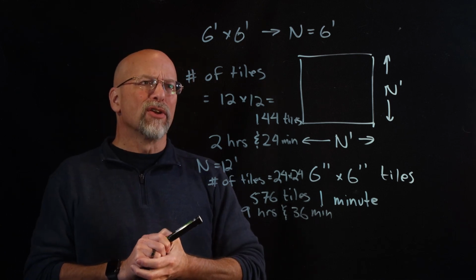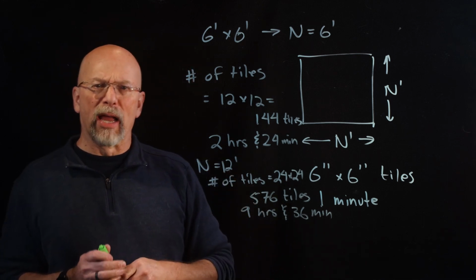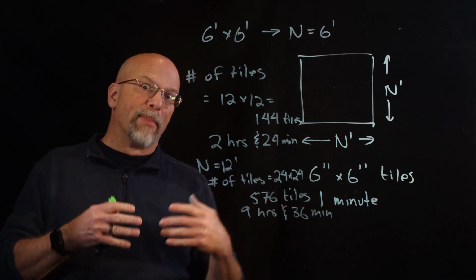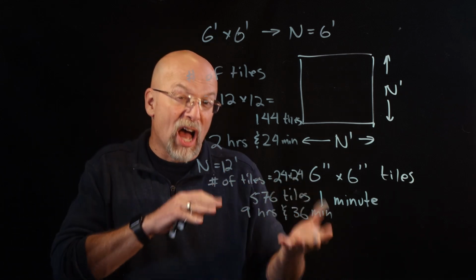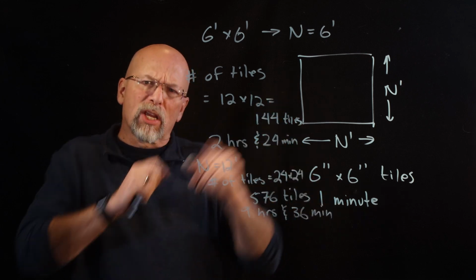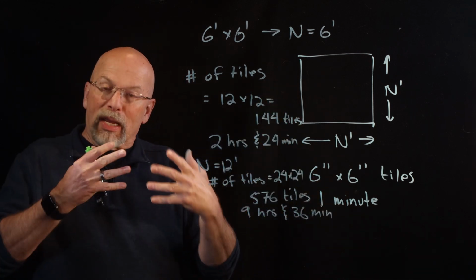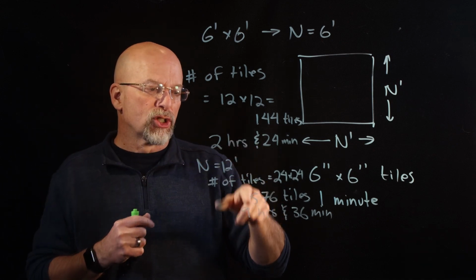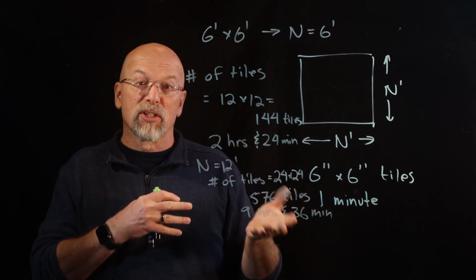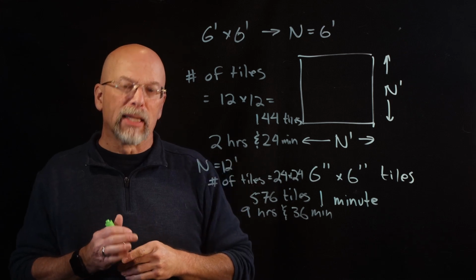In fact, we just doubled n, right? n went from 6 to 12. But in terms of the amount of time it was going to take and the materials, we can also talk about materials here, we look at a quadruple. We look at 4 times as many tiles, 4 times as much time, just by doubling n.